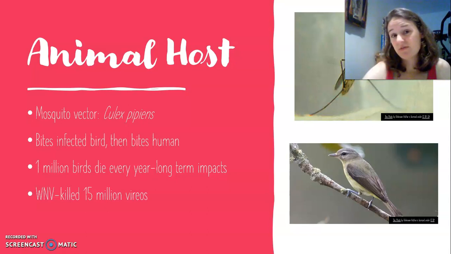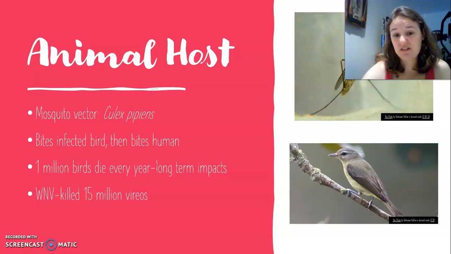As a result of this, actually, 1 million birds die every year, and it's actually a really big problem. For example, this bird right here, it's called a vireo. The West Nile virus has killed 15 million of them, and that's 1/3 of their population. So it's actually killed 1/3 of their population.